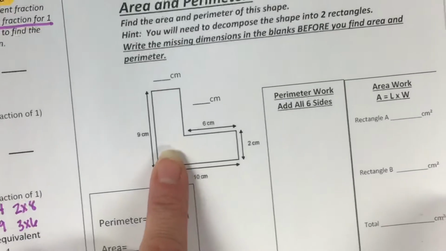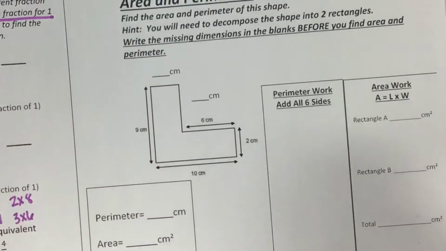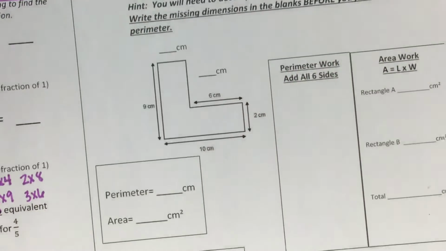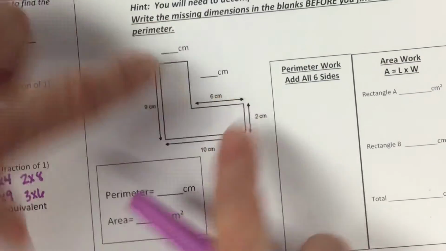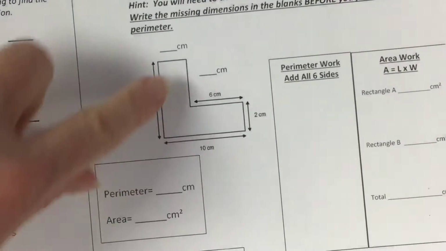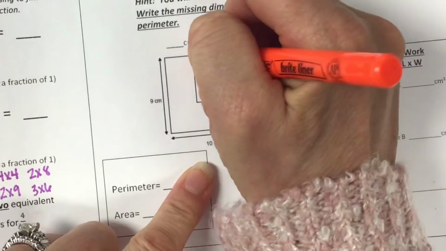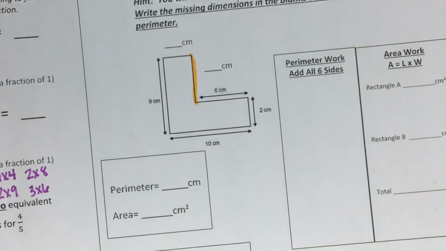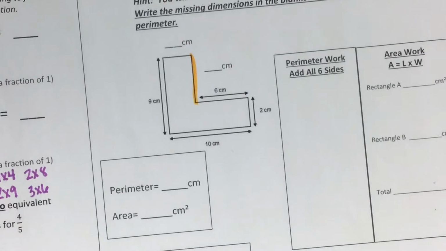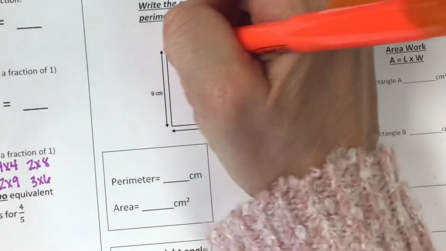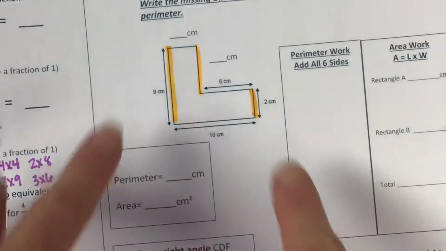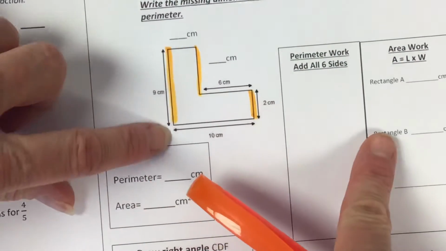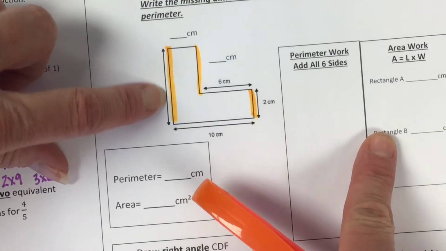Okay, area and perimeter. Okay, you'll have to decompose this shape into 2 rectangles. There are 2 missing sides. Just as a quick review, when we want to find the length of this, is that vertical or horizontal? Vertical. I need to look at all my vertical sides. Okay, and my 2 short vertical sides need to add up to my long vertical side.